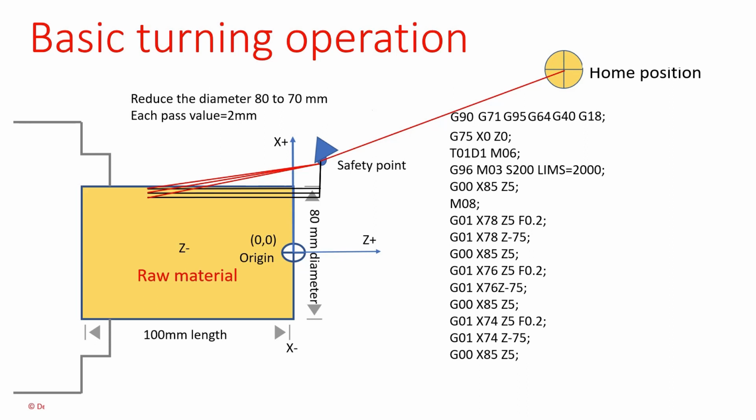Next, the tool moves to the safety point. That value is G00 X85 Z5. Again, the tool moves in the X direction. That value is G01 X72 Z5 F0.2. The next tool is to move in the Z direction. That value is G01 X72 Z-75. Next, the tool is moving to the safety point. That value is G00 X85 Z5.